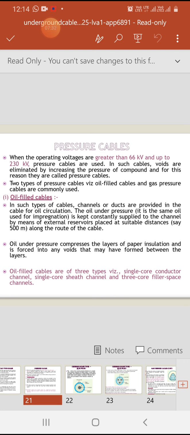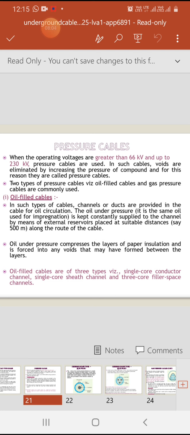So when the operating voltage is beyond 66 kV, then solid type cables are unreliable because there is a danger of breakdown of insulation due to the presence of voids. So when the operating voltage is greater than 66 kV, then pressure cables are used. There are two types of pressure cables, that is oil filled cables and gas pressure cables, which are commonly used. First I want to talk about oil filled cable.